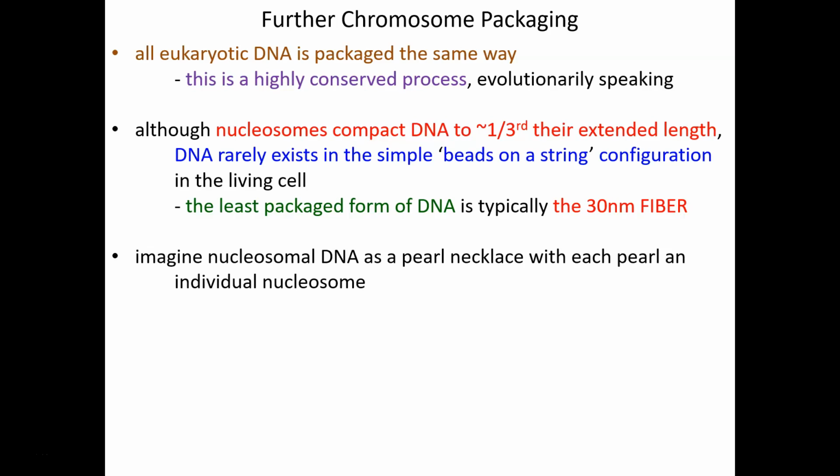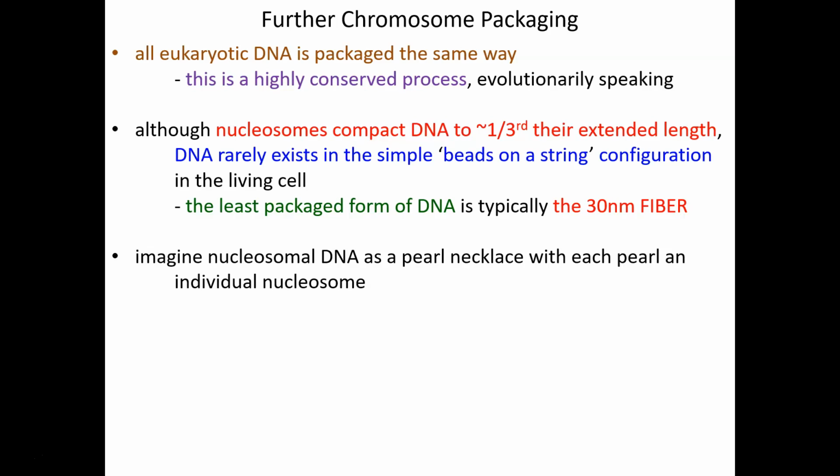So how do we get to the 30 nanometer fiber? If you imagine that nucleosomal DNA is these beads on a string, think of it as a pearl necklace. So here with my hands, I'm imagining I've got a pearl necklace in my hands. I'm holding a pearl necklace between my two hands, and you can do the same. Now stick out your pointer finger and imagine that you're going to twist that pearl necklace around your finger. So you're going to get this long pearl necklace and you're going to have it take up much less room by twirling it around your finger. That's the 30 nanometer fiber. That's really all it comes down to.